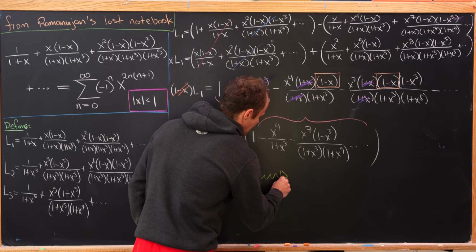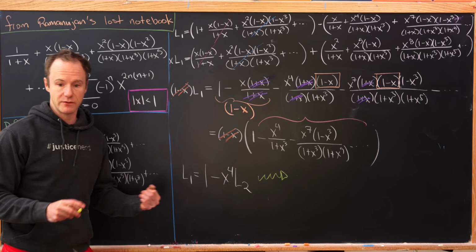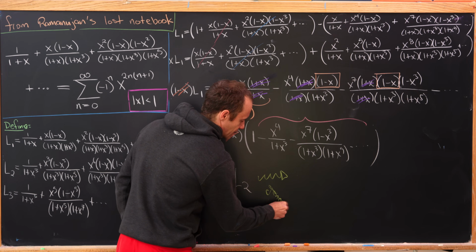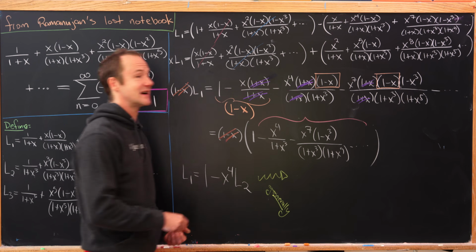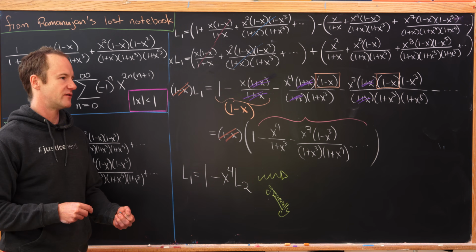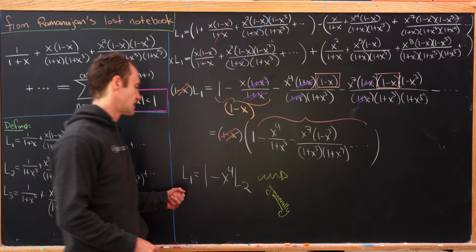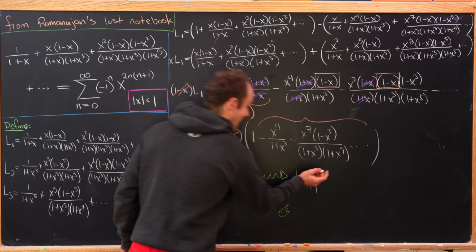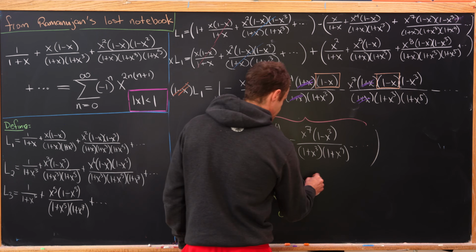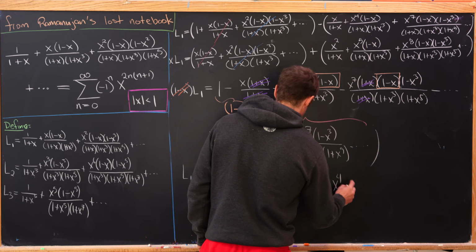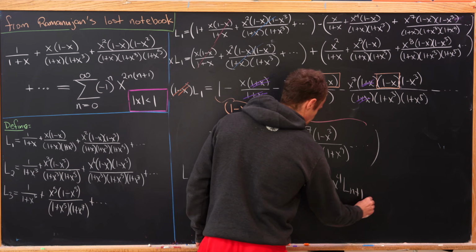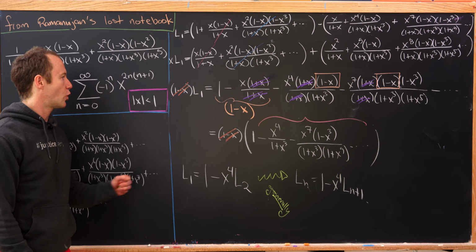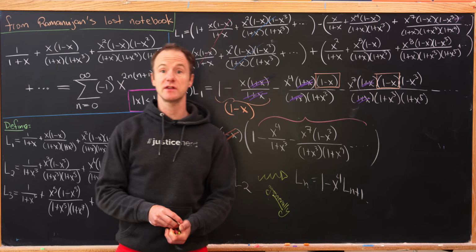And then, well, like I said, we're just going to be working directly with L1 and L2, but maybe more generally, and you can check this, details are essentially the same, you just have some variables and exponents. More generally, we have Ln is equal to 1 minus x to the 4th times Ln plus 1. And that recursion is really the last thing we need to do to quickly get at this identity. So let's do that.